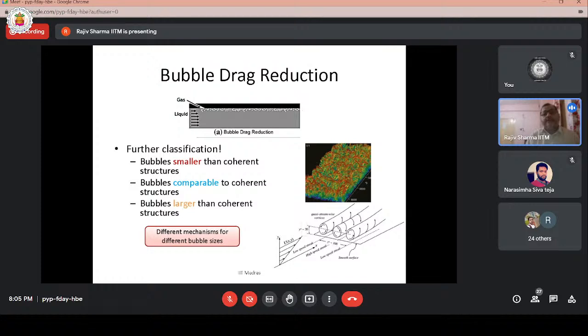So people thought that if this is not applicable, then what else? Forget about cavity. If you cannot generate cavity, can we cover the whole ship with bubbles? That is called bubble drag reduction. So you have structure, you have fluid. In between, you are trying to generate lubrication by using the bubbles, air bubbles.